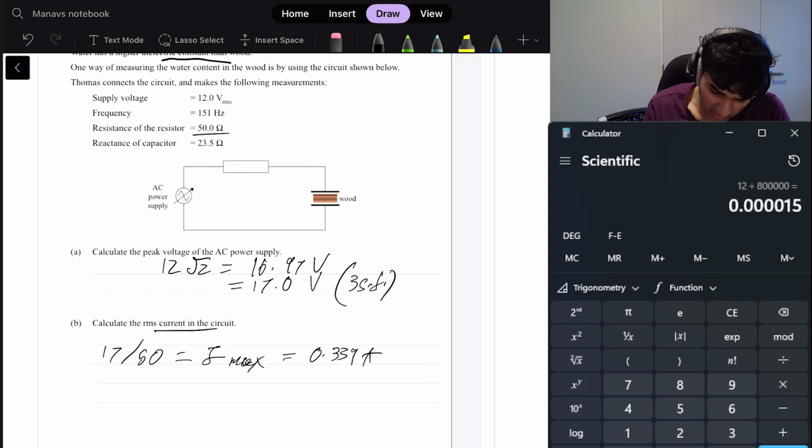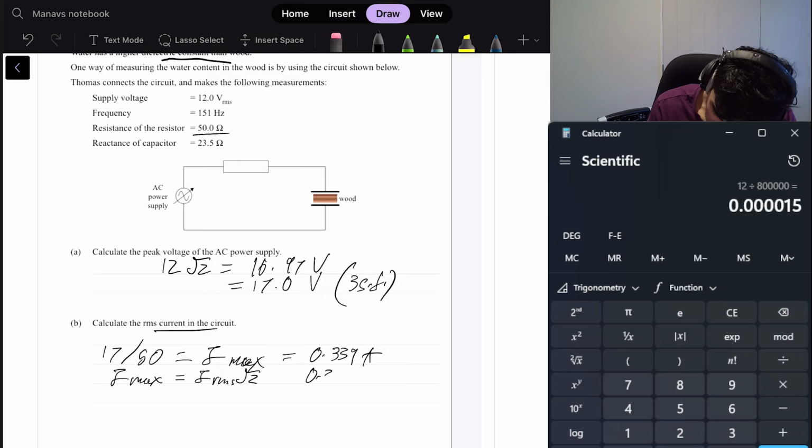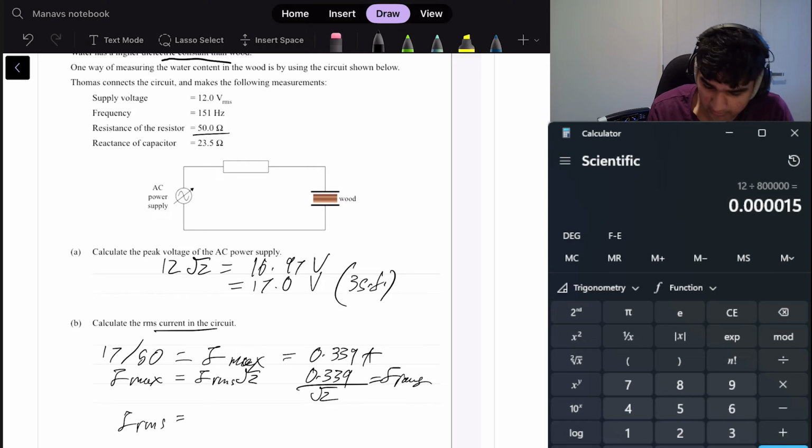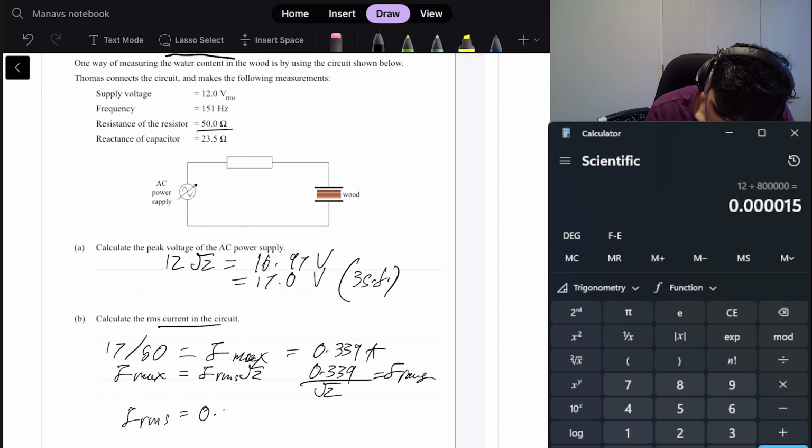And then using I max equals I RMS times square root 2, we do 0.339 divided by square root 2. I RMS equals 0.24 amps. I'm going to do 0.24 just because it's 3 significant figures.